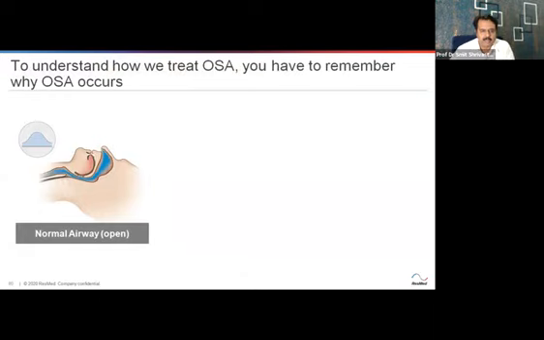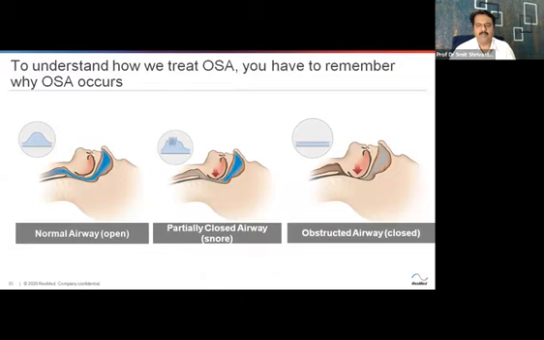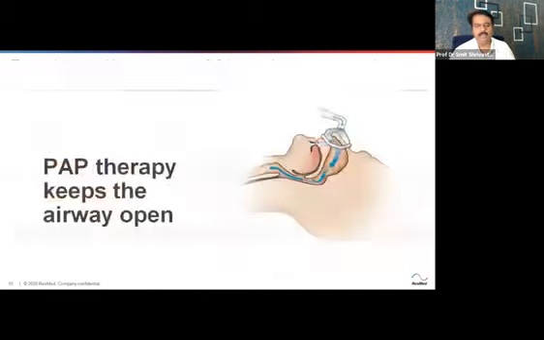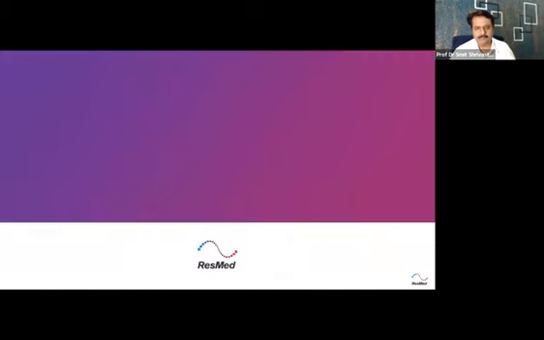So this is how, when we treat OSA, we have to understand that this is the upper respiratory tract, and the tongue is falling into the respiratory tract, making it narrow. And so we have to find a way to keep this airway open, either by using customized computerized implants, or by using air to keep it open.